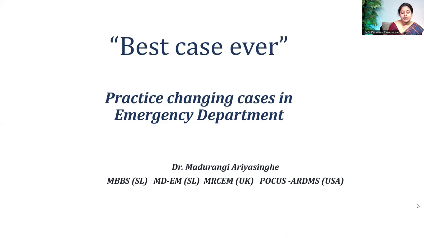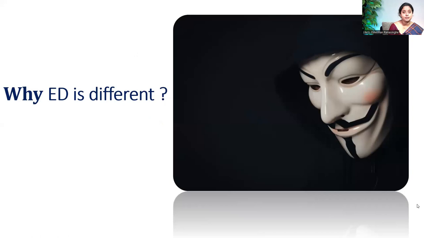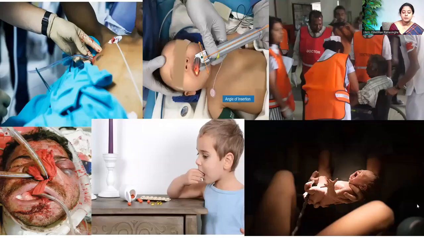So what's different compared to the other units? It means that we don't know exactly what is coming to our emergency setting, the patients, or what will happen to the patient in the next few seconds. So it's unpredictable, and unpredictable patients are coming, but we have to manage them then and there and stabilize the patient. That's why the emergency department is different, because we have to sort out the patient and come to some sort of a diagnosis during our management.